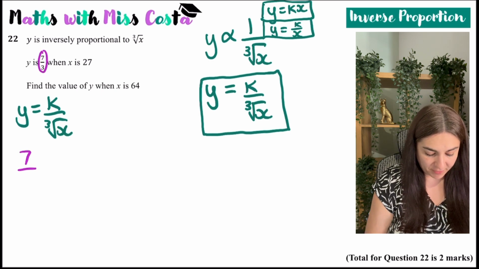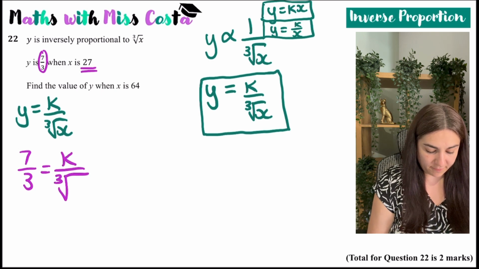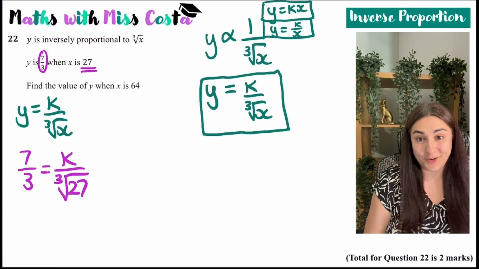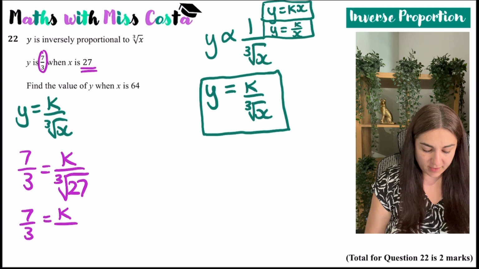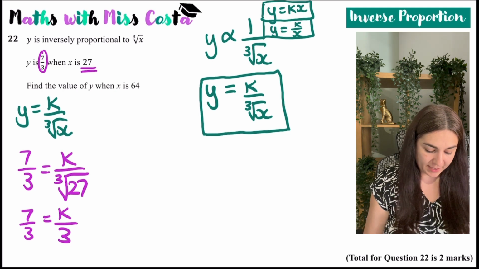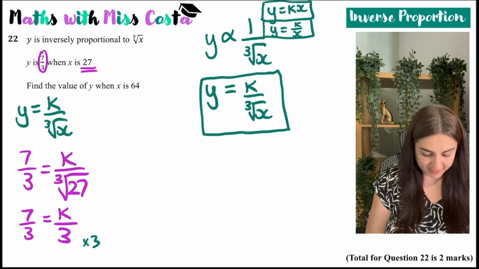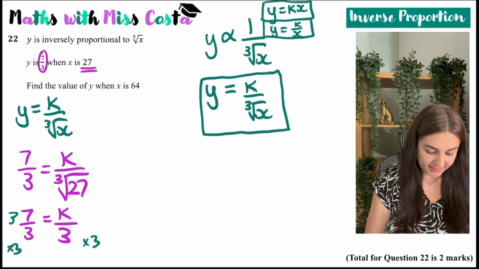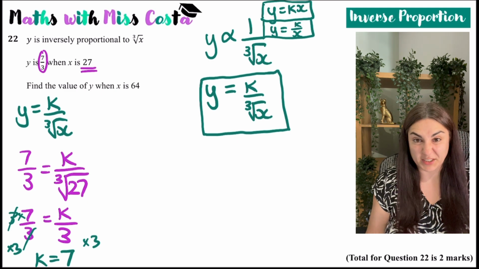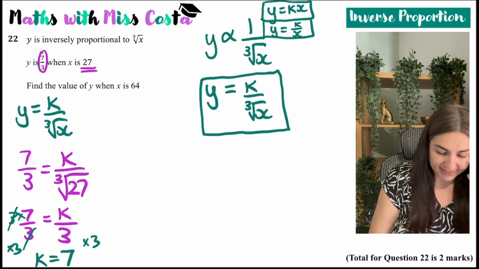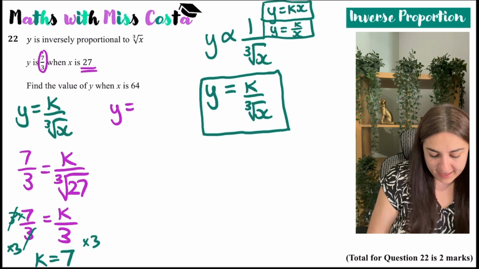Now I've been given some information. I know that y is 7/3, so 7 over 3 is equal to k over the cubed root of, and the value of x is 27. Hopefully you know your cube numbers, they're super important. So 7/3 is going to be equal to k over the cubed root of 27, which is 3. How can I find k? Well, I just multiply both sides by 3. So essentially I'd be doing 3 times 7. So k has the value of 7. If that is confusing, then actually just multiply it. 21 divided by 3 would also give you 7. So I know k is 7, and then I can use that for a general formula.